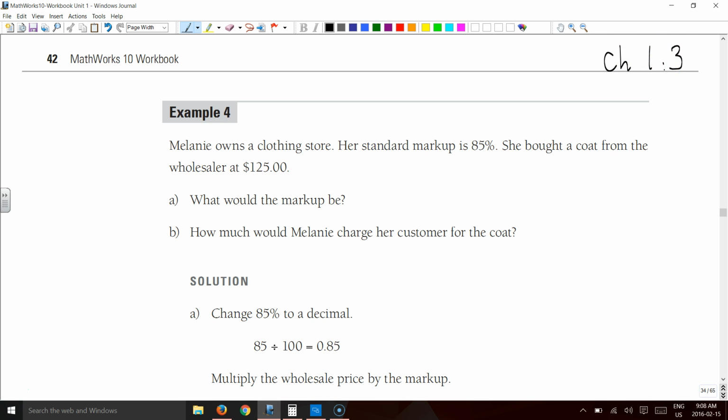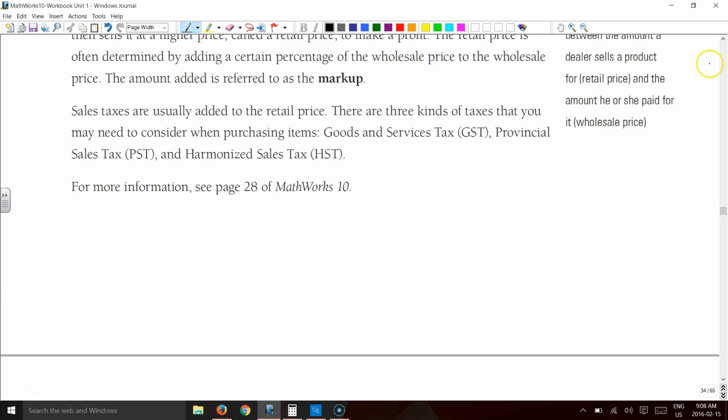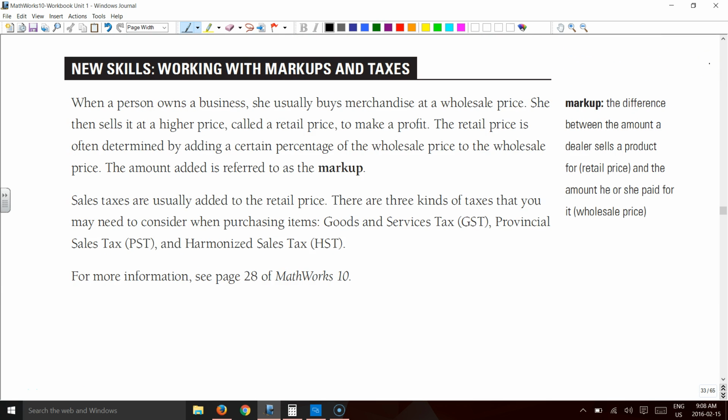Okay, example 4. Before we talk about example 4, I'm just going to kick back here because we're starting a new concept. We're starting with working with markups and taxes. So they're just giving you some background information here. I'm not going to read it to you. I just want to point out what markup actually is here.